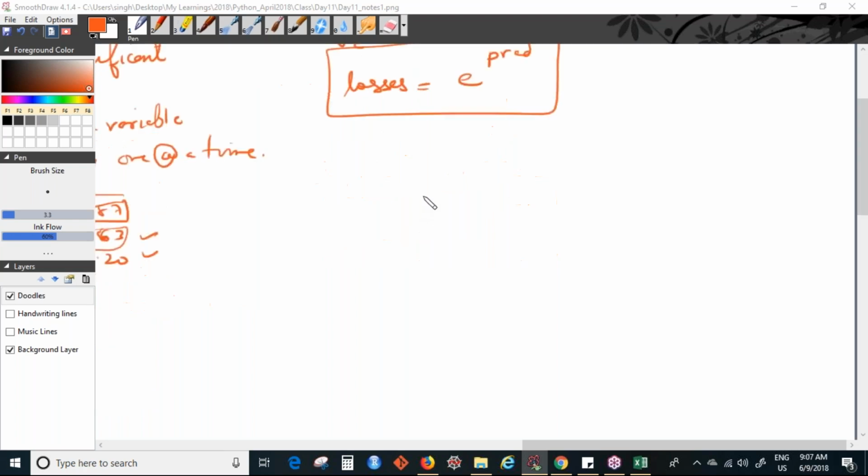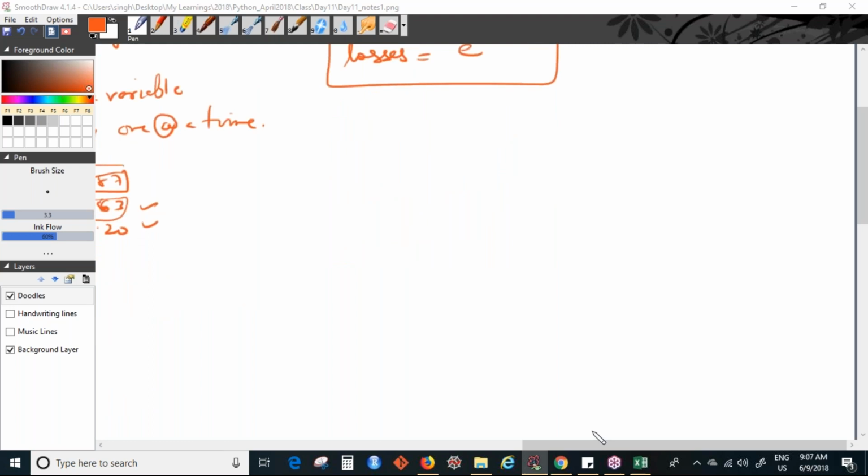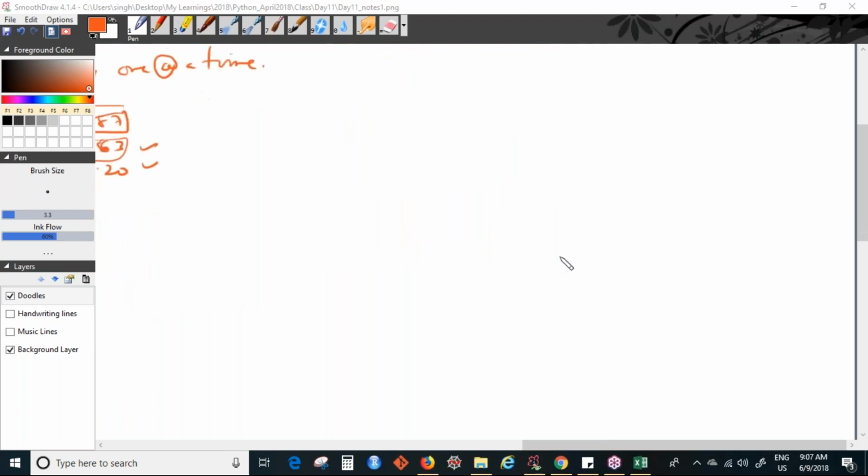Okay, so that is all that we covered in the last class. Now let us start with logistic regression. Okay, before we start with logistic regression, let us discuss overfitting.